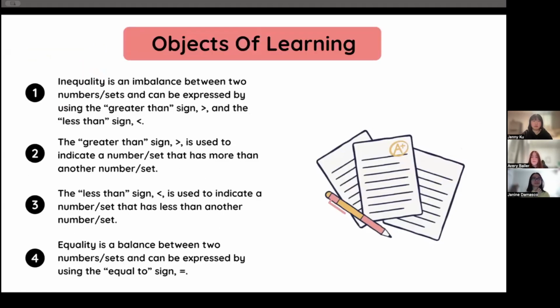So these are our objects of learning. The first one is inequality is an imbalance between two numbers or sets and can be expressed by using the greater than sign, and the less than sign. The greater than sign is used to indicate a number or set that has more than another number or set. The less than sign is used to indicate a number or set that has less than another number or set. And finally, equality is a balance between two numbers or sets and can be expressed by using the equal to sign. The meaning of these signs is what we chose to focus on for this lesson, as well as our supplementary task, which we'll talk about more later.